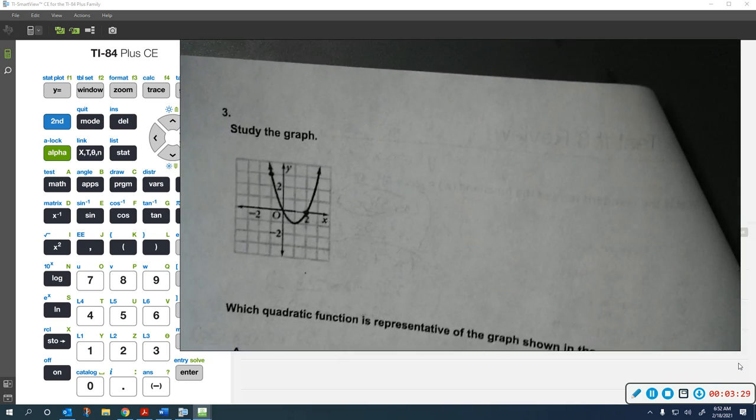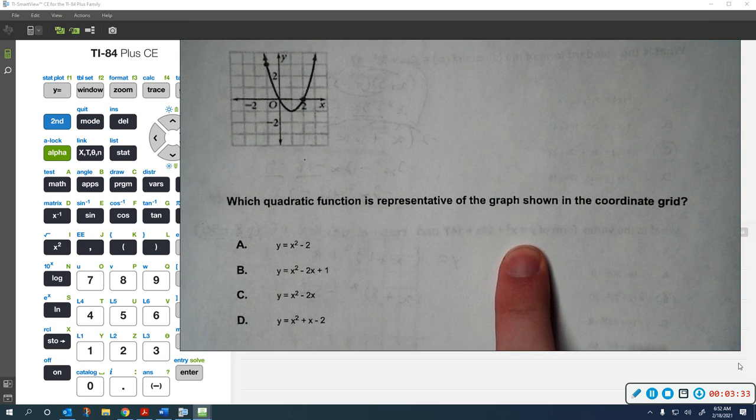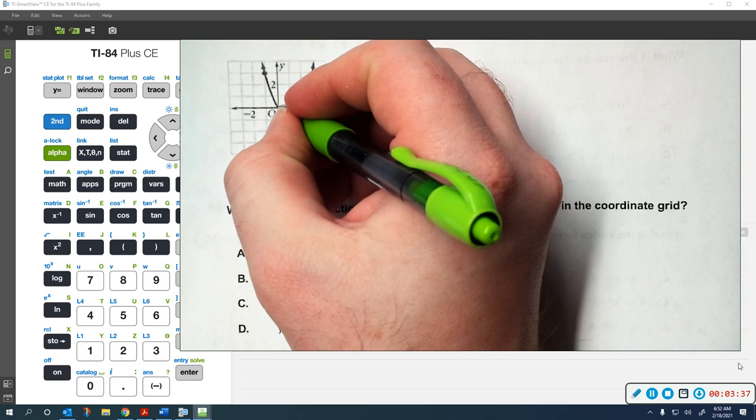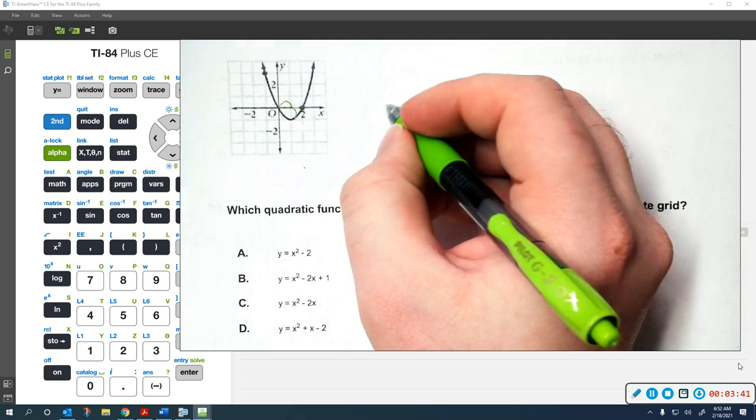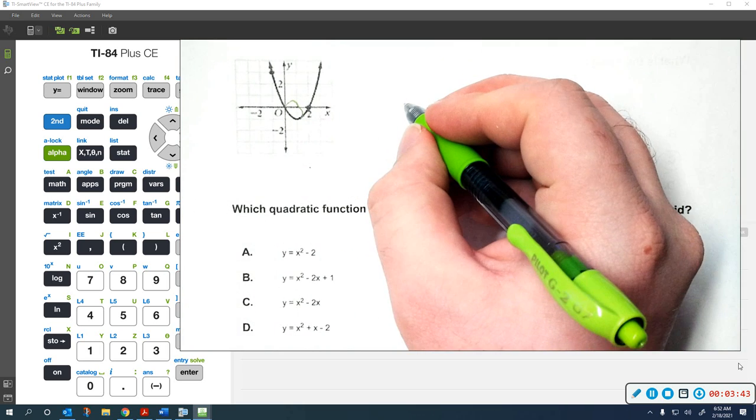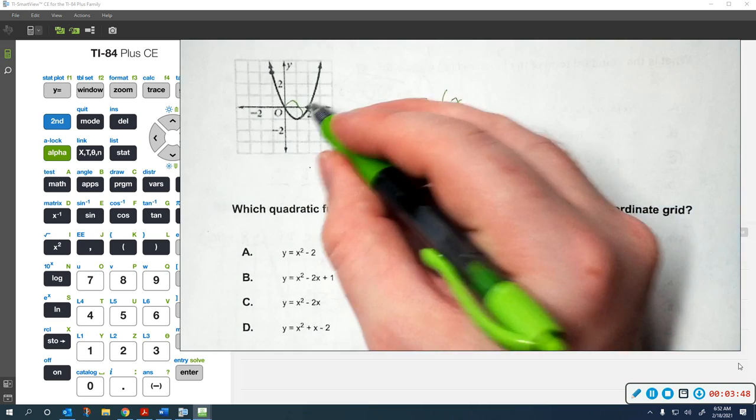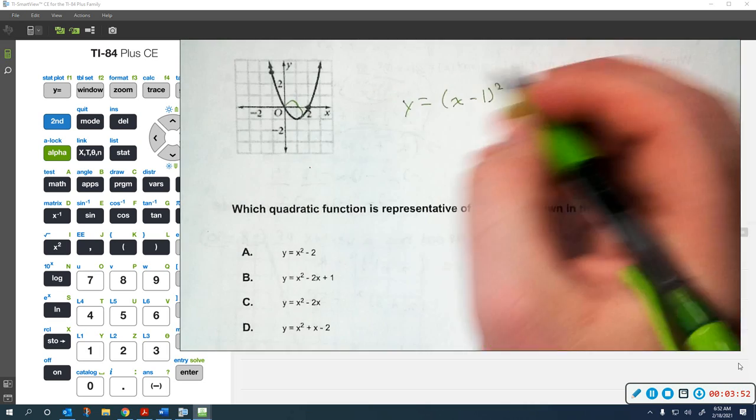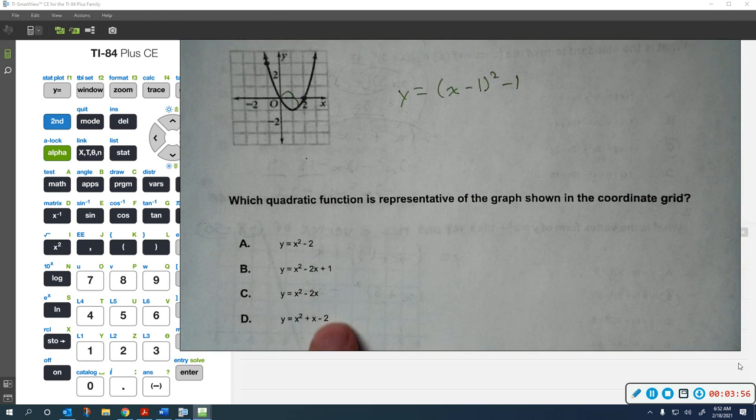On the next one, it says, study the graph, and then it says, which quadratic function is represented in the graph shown on the coordinate grid? Well, we can see the vertex was moved to the right one and moved down one. So, in vertex form, that would be y = (x - 1)² - 1, because x flips, so it's -1, and then it goes down 1, so -1. But none of my answers look like that.